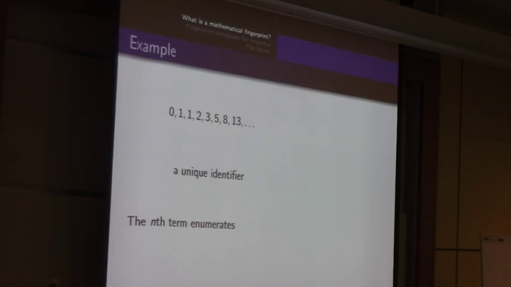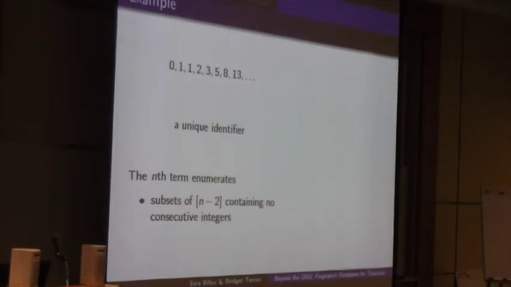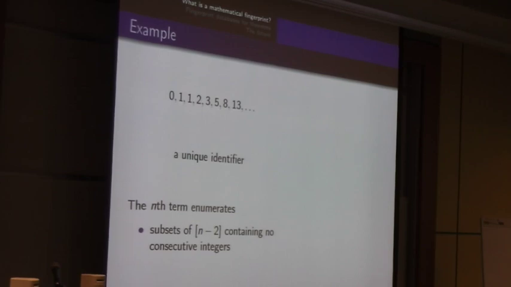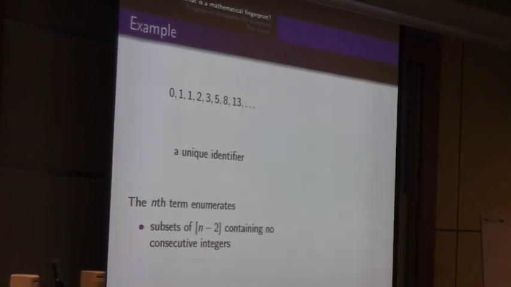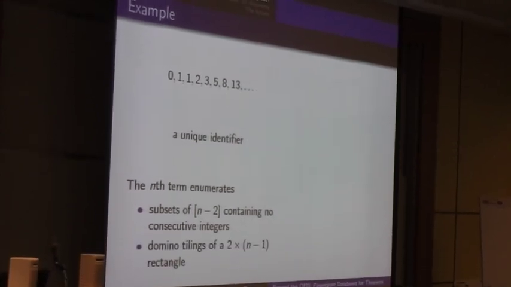So the nth term in this list enumerates the subsets of 1 through n minus 2 that contain no consecutive integers. Okay, so you can prove that if you'd like. Another thing that this sequence enumerates, so the nth term in the sequence also enumerates domino tilings of a rectangle of these dimensions. Okay. So here are some mathematical objects, and they can be identified by this sequence.